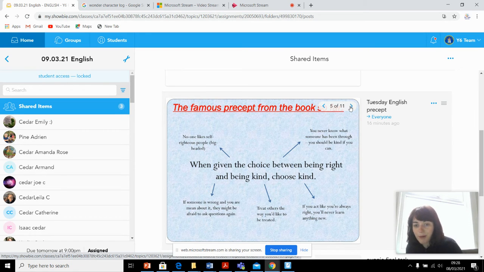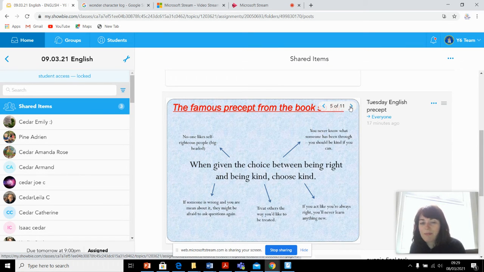So the one that Mr. Brown writes the very first time August is in his class is this one here. When given the choice between being right and being kind, choose kind. Now, I'm really glad that this lesson popped up at the time that it did because you've just got back into class and you've just started a new half term, really, because obviously we've had lockdown. And this precept is a really good one for us all to follow our lives by, not just the children in Mr. Brown's class. So, when given the choice between being right and being kind, choose kind.